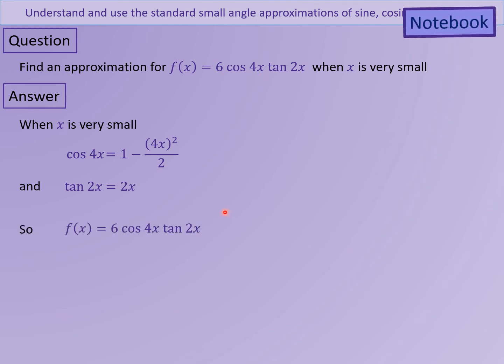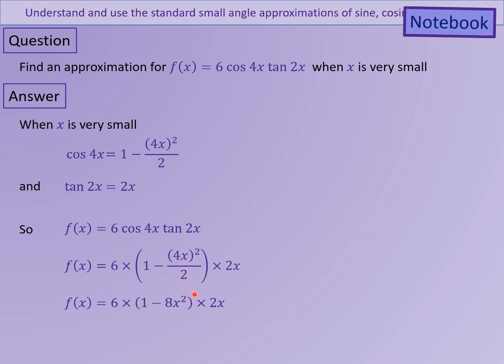So what do I end up with? 6 cos 4x tan 2x. So it's 6 lots of the cos 4x part, times by the 2x, which is the tan 2x part. I can do a bit of simplifying. You can see what I've done there. I've done 4 squared is going to be 16x squared all over 2. So that's where the 8x squared comes from. I get to that part and I could write it out as 12x minus 96x cubed. That would be my approximation. That is approximately the same as that when x is very small.